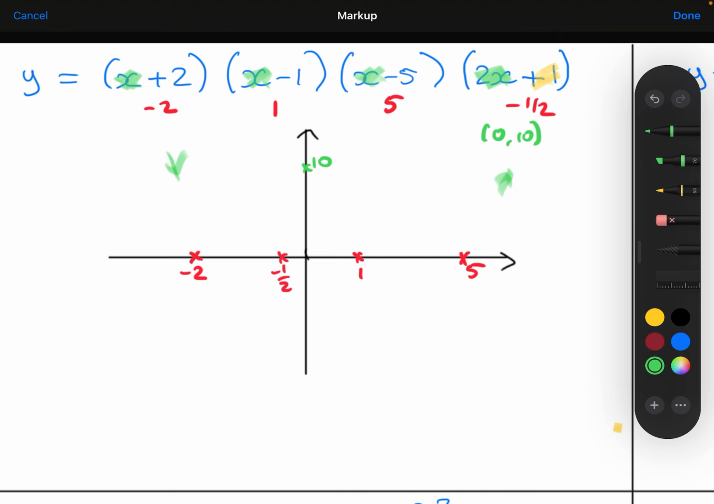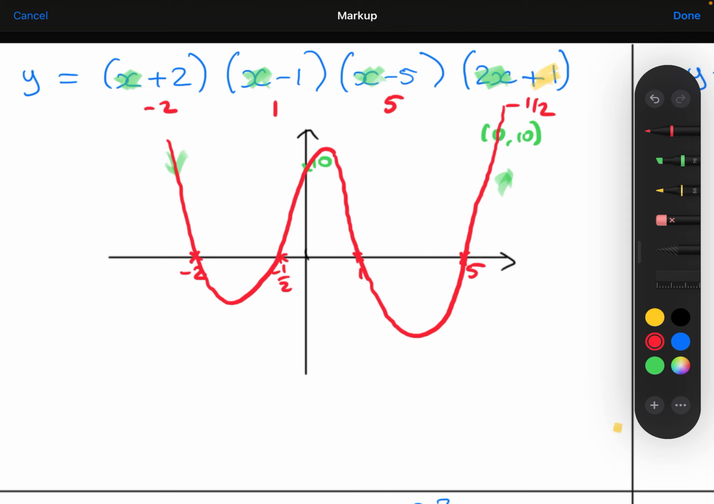So using all of that information to draw this graph then, it starts going down, goes through -2, goes up through -0.5, goes up to be at 10, goes back through at 1, and then goes through again at 5. And that's my graph.